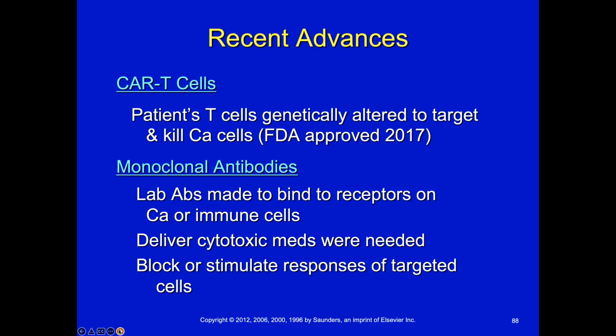So monoclonal antibodies are made in the lab, and they are designed to bind onto the receptors of the cancer cell or to certain receptors on immune cells. I'll be talking about that more in a minute. They can be altered in such a way that one arm will attach to the cancer cell, and the other arm on the antibody will bind to the cytotoxic medication that is needed to kill that cancer cell. In this way, the cancer can be eradicated. So the idea is to use these monoclonal antibodies to block or stimulate responses from whatever cell is targeted.